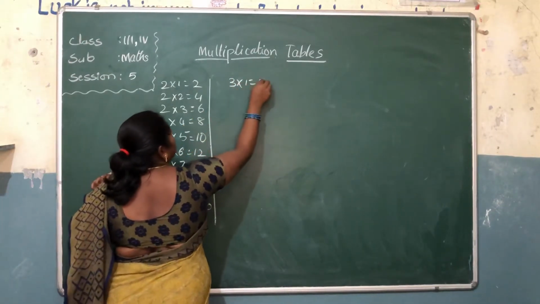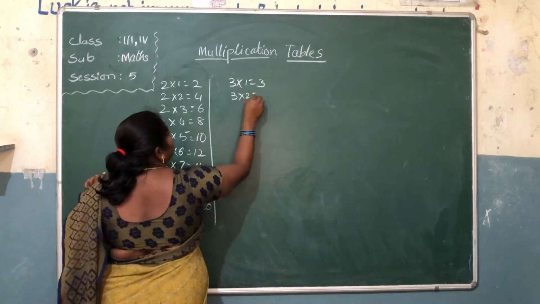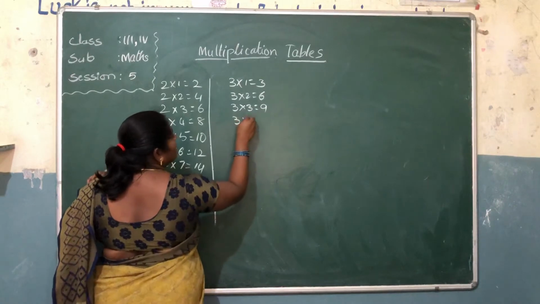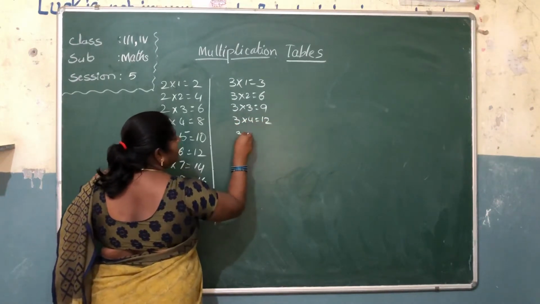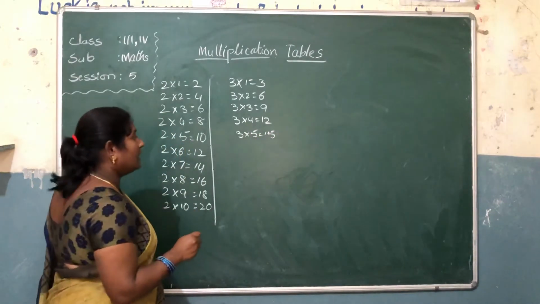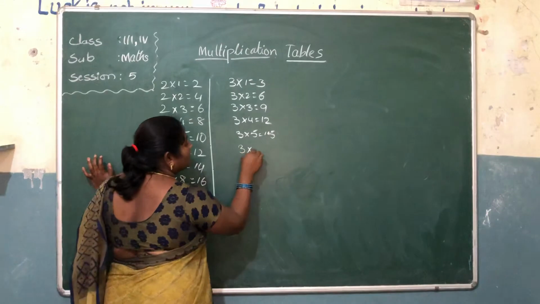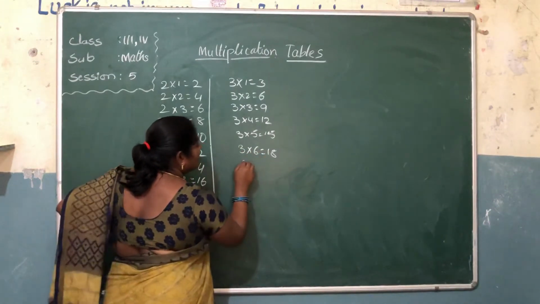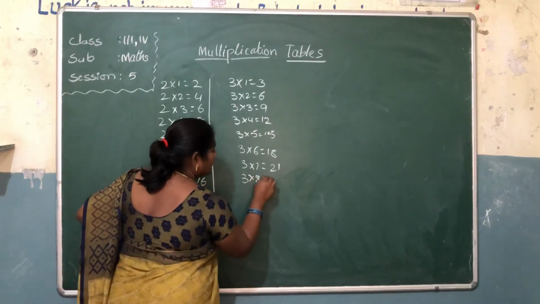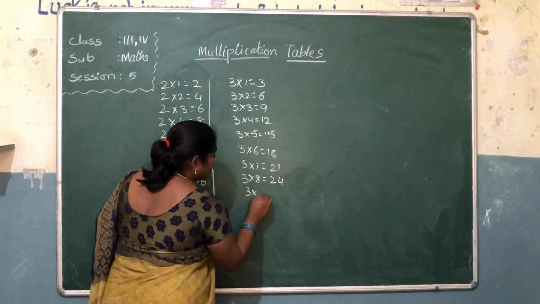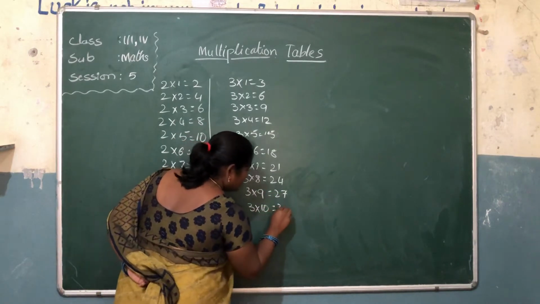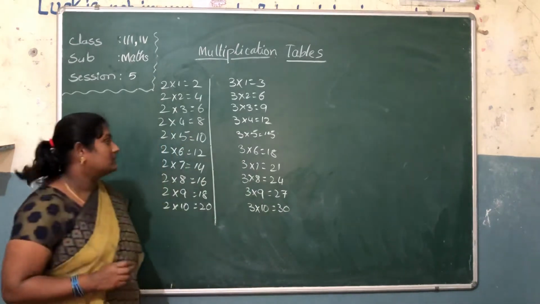3 ones are 3, 3 twos are 6, 3 threes are 9, 3 fours are 12, 3 fives are 15. Read and write, everyone. Okay? 3 sixes are 18, 3 sevens are 21, 3 eights are 24, 3 nines are 27, and 3 tens are 30. Okay?